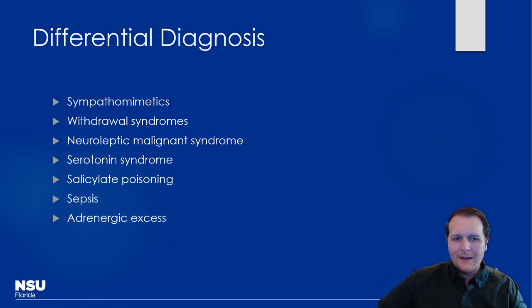So here are some things that could look very similar to anticholinergic toxidrome: sympathomimetics like cocaine or amphetamines, a lot of withdrawal syndromes, right? So if you're withdrawing from a sedative agent or an opioid, even things like serotonin syndrome and neuroleptic malignant syndrome can all do this. Then salicylate poisoning, sepsis, thyroid storm, adrenergic excess, all of that could look very similar. And so it's really difficult to determine in some cases.